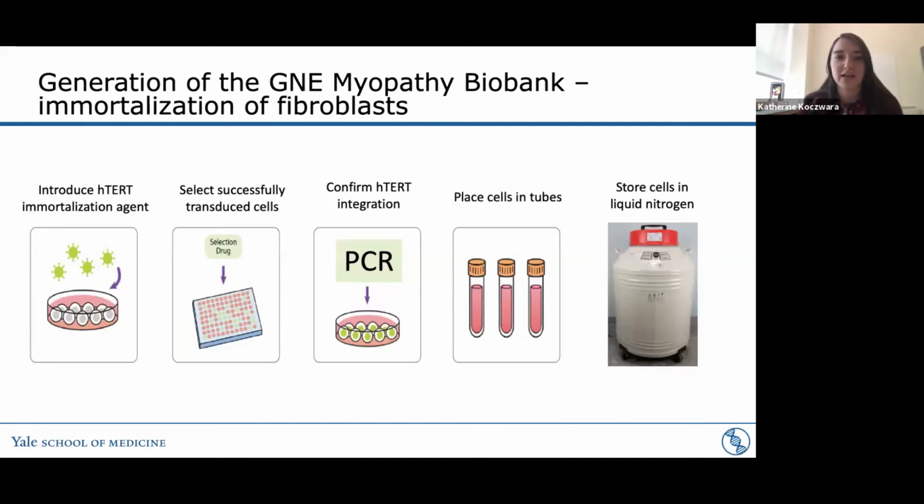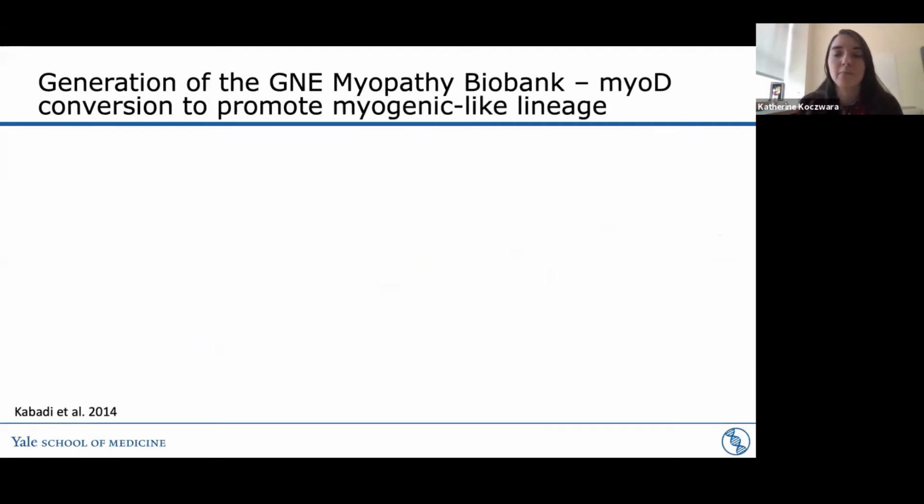After we've extracted some fibroblasts, the next step is to immortalize them so they can keep growing in the lab for a very long time, so we can use them and share them with other labs. The way this works is we introduce an hTERT agent and select the cells that successfully obtained it. We then confirm that it was integrated in a test called a PCR reaction. Then we can place the successfully immortalized cells in test tubes and store them in liquid nitrogen. So we have this biobank in our lab right now of many vials of these various cell lines stored in liquid nitrogen.